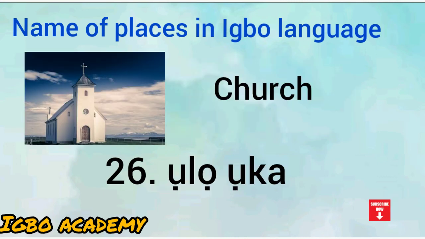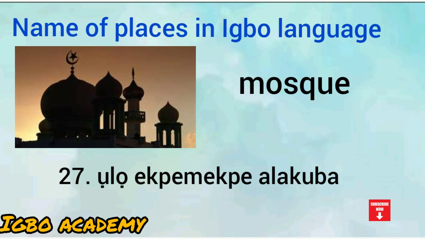Let's continue. The church is called Ụlọ Ụka. But you can call it faster. Ụlọ Ụka. Number 27. The mosque is called Ụlọ Ekpemekpe Alakụba.